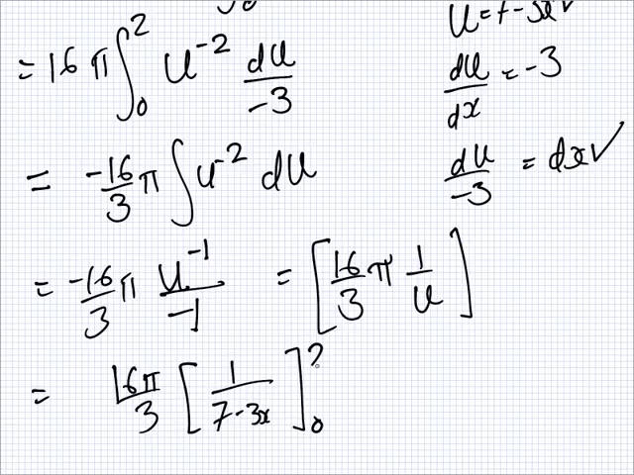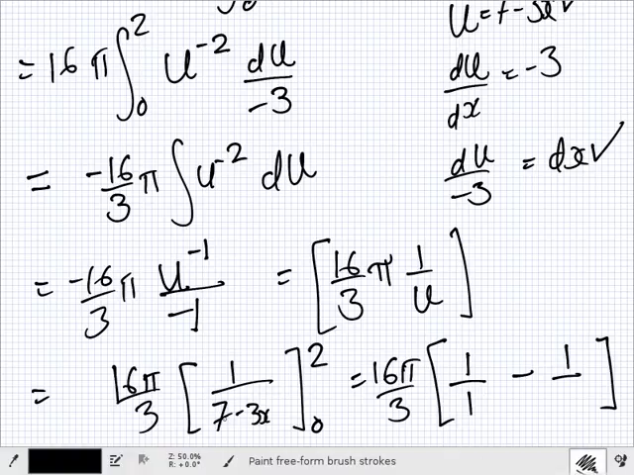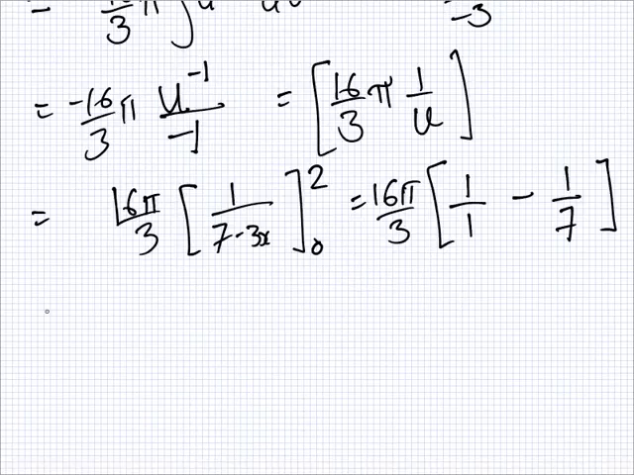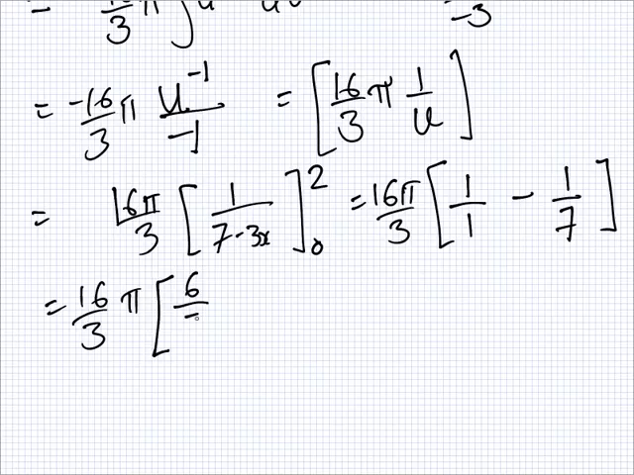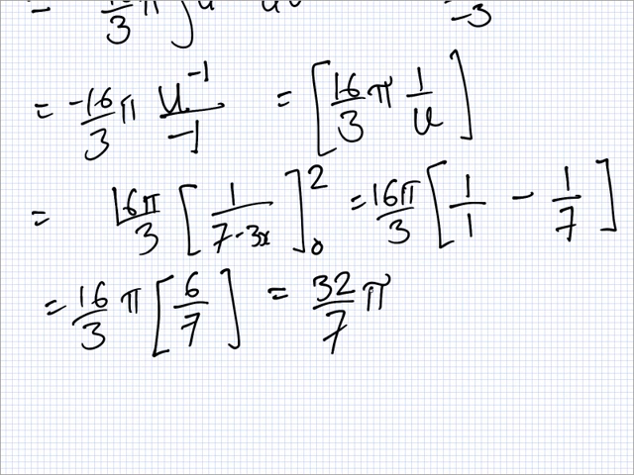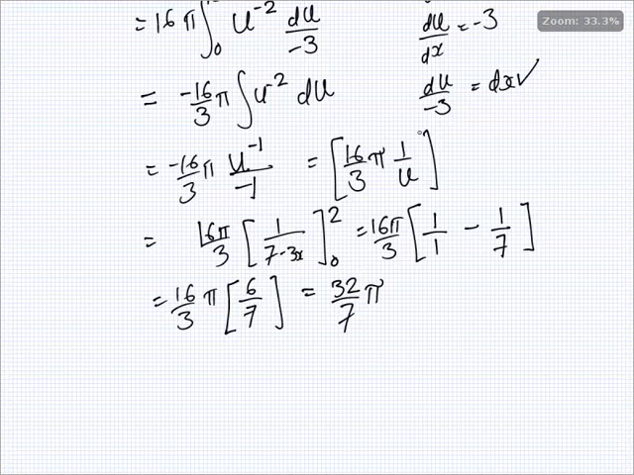Okay, now let's put in the limits. So first I'll put in 2, and then I'll put in 0. So if I put in 2, 7 minus 6 is 1. And then if I put in 0, it's 7 minus 0, so that's 7. So this will be 16 over 3 pi times 6 over 7. 3 goes into that twice. 32 over 7 pi is what I got. And they want you to leave the answer like this.